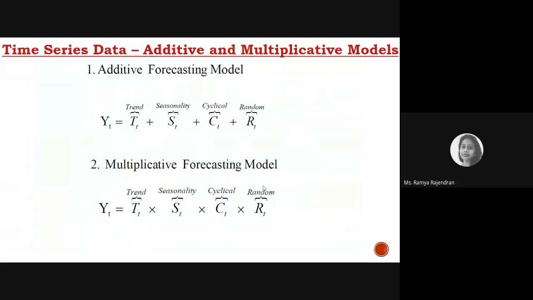We also discussed 2 types of forecasting models: the additive forecasting model and the multiplicative forecasting model, with all the 4 components. So I believe you remember everything. Now we'll be discussing different time series techniques and the accuracy measures used in time series.